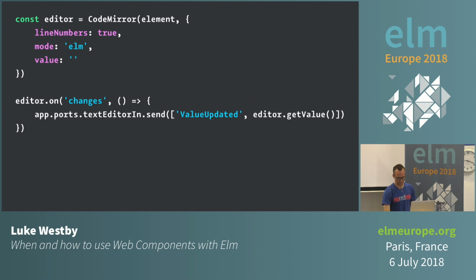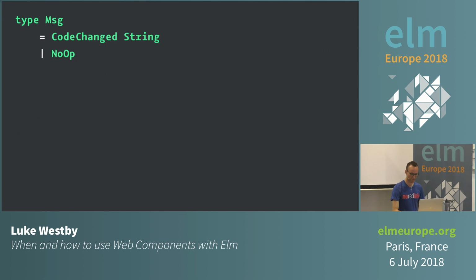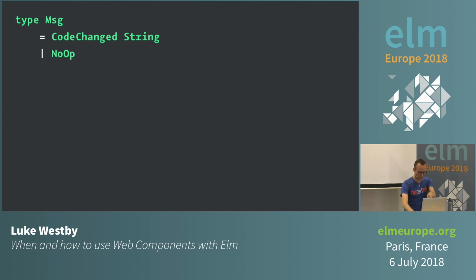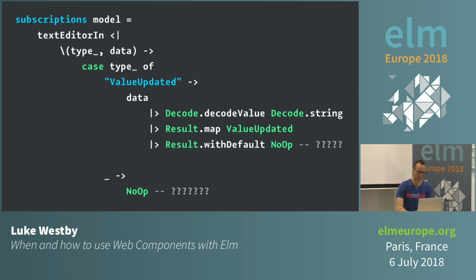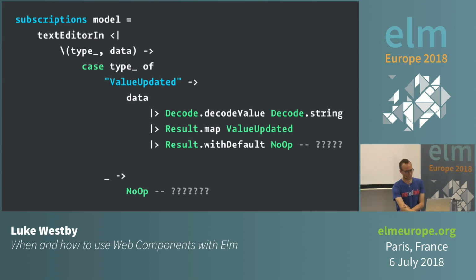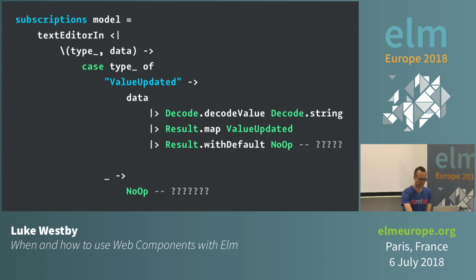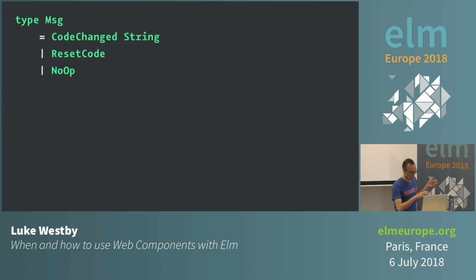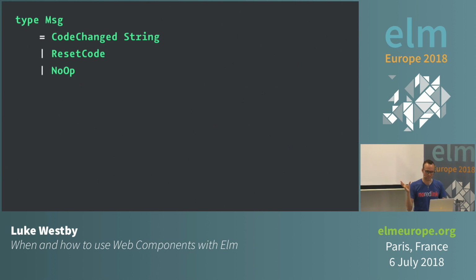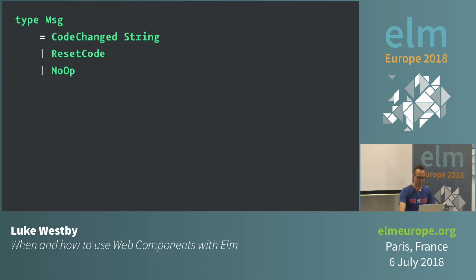We call it value updated as a string tag, get the value from the editor, make a code changed message so that we can capture that into our update function, handle that message, set the code in the model, and then subscribe to text editor in, look up the type, see if it's value updated, decode the data. If it fails, if it's something else, that works, that's fine.